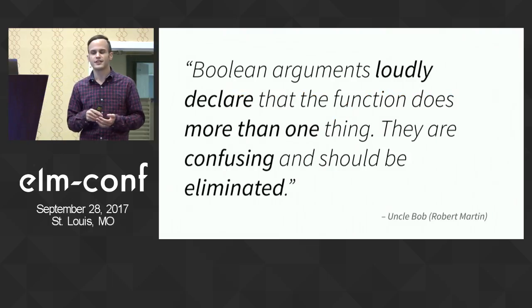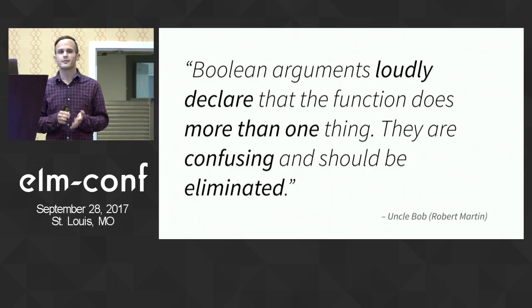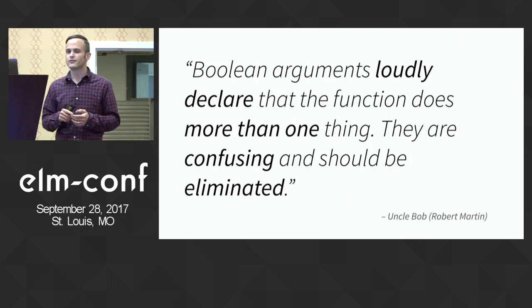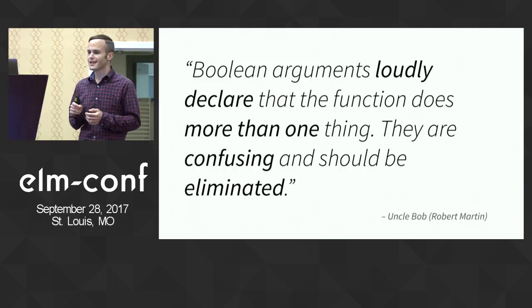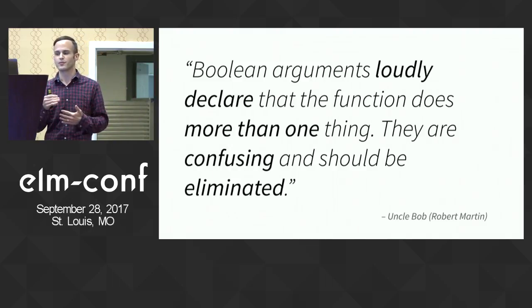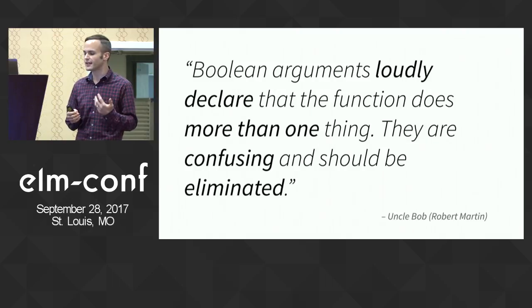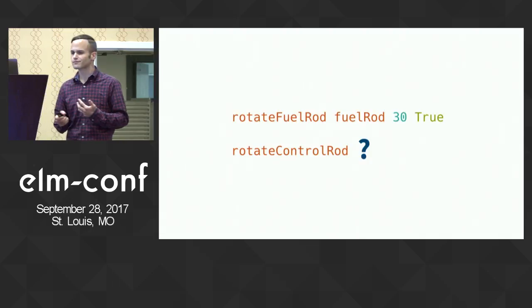Uncle Bob offers an additional opinion on the downside of using Boolean arguments. "Boolean arguments loudly declare that the function does more than one thing. They are confusing and should be eliminated." So we saw from previous examples that functions may have multiple responsibilities because of branching. And when you see a Boolean argument, you know the function definition will likely have an if-else expression. So let's look at this further and see some other examples where these Booleans can be a little problematic.